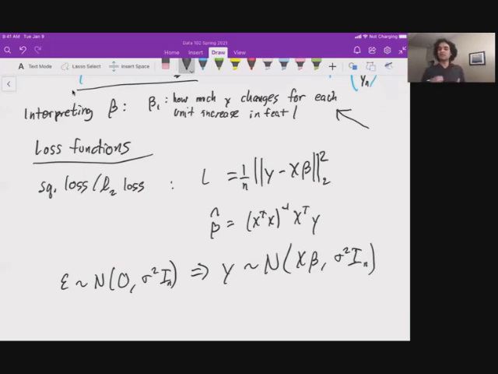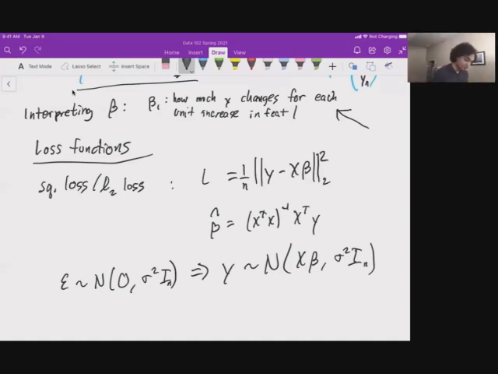So y has a normal distribution centered at x beta, equally likely to make bigger or smaller errors. This likelihood model corresponds to the L2 loss. You can think about it from a more Bayesian, or even frequentist, probabilistic point of view: if I think about this likelihood function, I get this loss. They're linked. Different loss functions also correspond to different likelihood models.